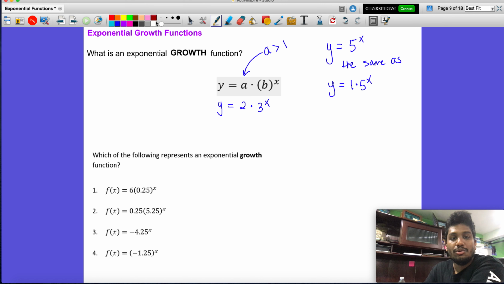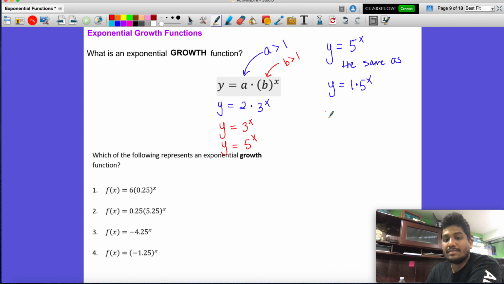Another way that you can increase it, and this is the most popular way really, is to increase this guy, our growth rate. So b should be greater than 1. That's for things like y equals 3 to the x, y equals 5 to the x, any of these, as long as they're greater than 1.